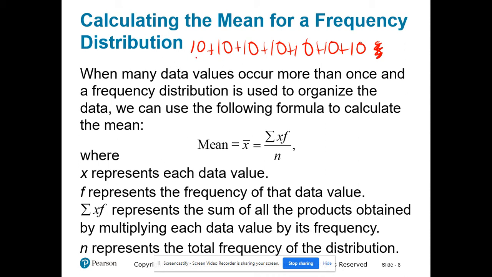So rather than writing 10 plus 10 plus 10 plus 10 plus 10, we instead would write this as 7 times 10, or 10 times 7. That's what this is doing right here. It's telling you if I have repeated x's, we're going to multiply the repeats times the x and then add them up and divide by the number of numbers we have.